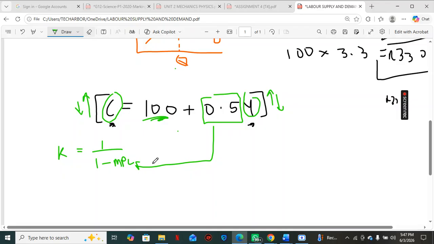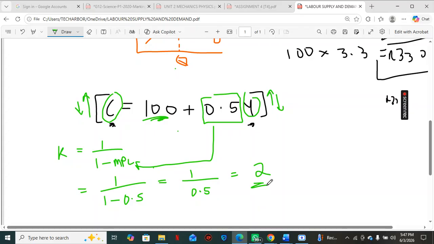So our spending multiplier is going to be 1 over 1 minus 0.5. 1 minus 0.5 is 0.5, and 1 divided by 0.5 is 2. So now we're going to interpret what the spending multiplier of 2 means.